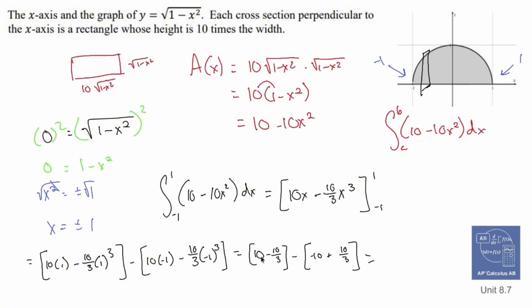Okay. If I pretend that 10 is 30 thirds, then I get 20 thirds minus, and if I pretend that this is 30 thirds, then I get negative 20 thirds. And again, these are going to be the same because they're the same area underneath. So that's going to give me 40 thirds.